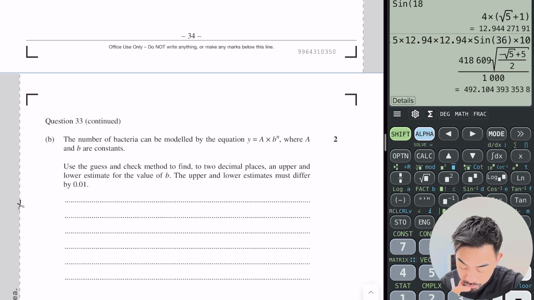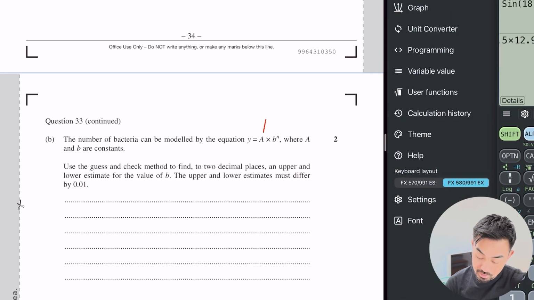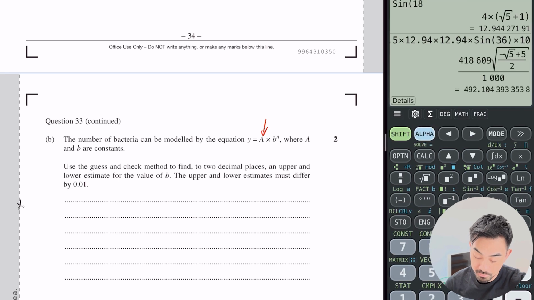The number of bacteria can be modeled by the equation y is equal to a times b to the power of n, where a and b are constants. Use the guess and check method to find, to one decimal place, the upper and lower estimate for the values of b. Well, this number here, a, is going to be your starting value. It's the y-intercept, because when n is equal to 0, anything to the power of 0 is 1. So this will be 1 times 1,000. So that's our start.